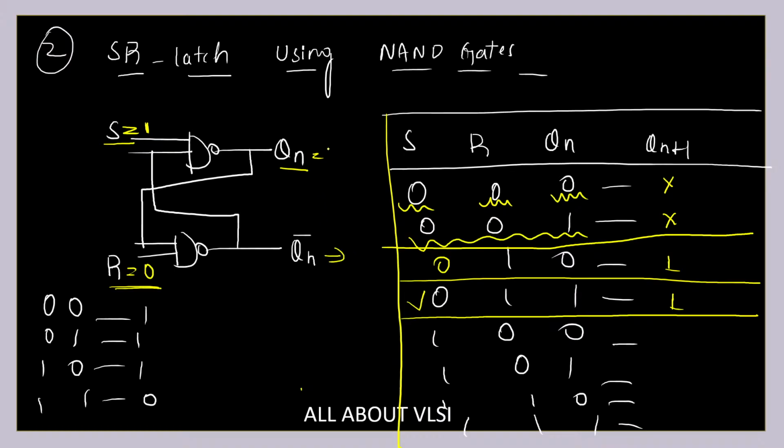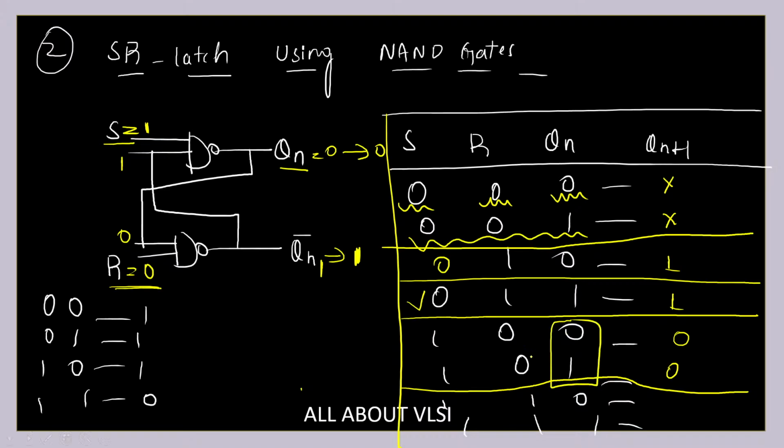So initially, let's say this is equal to 0 and this is 1. So this will become 1 and this 1 will be propagated over here. 1, 1 is equal to 0. So 0, 0 is also equal to 1 again. So you're going to get your next state to be equal to 0 in these two cases. Whenever your S is equal to 1 and R is equal to 0, irrespective of your present state, it might be 0 or it might be 1, you are going to get your next state is equal to 0. Okay. That is one scenario.